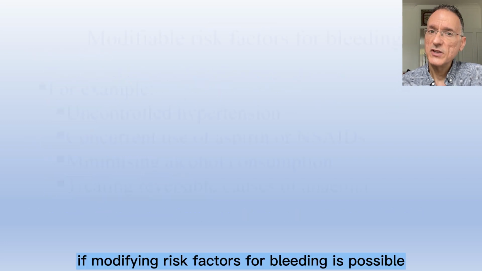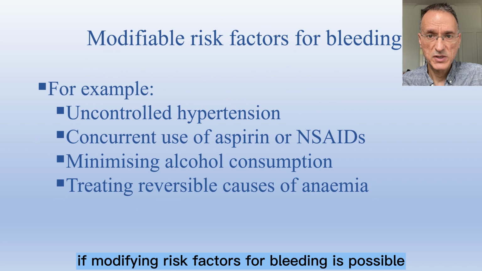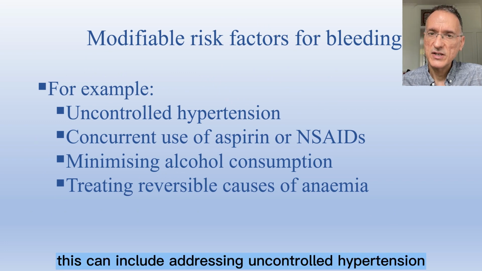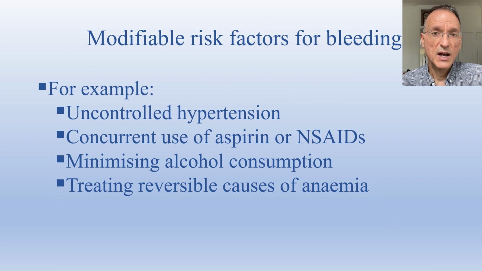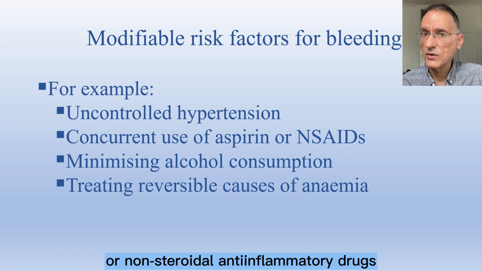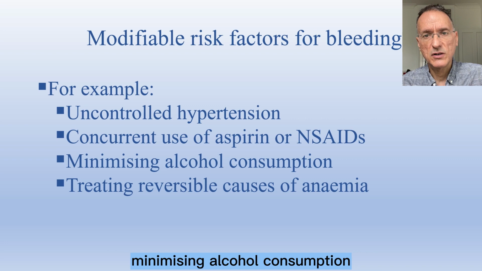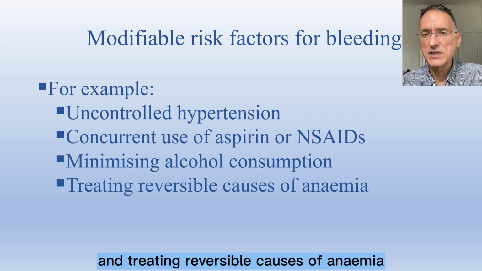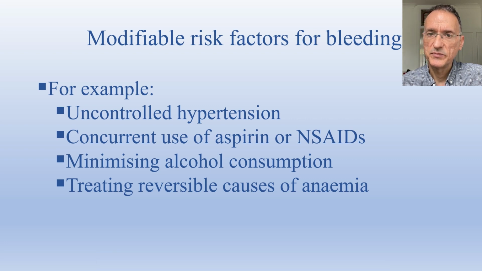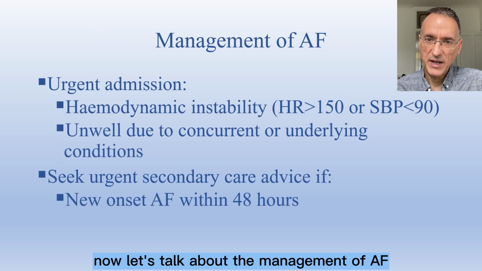We should see if modifying risk factors for bleeding is possible. This can include addressing uncontrolled hypertension, avoiding concurrent use of aspirin or non-steroidal anti-inflammatory drugs, minimizing alcohol consumption, and treating reversible causes of anemia. Now let's talk about the management of AF.